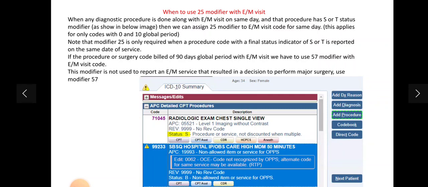So this way you can find out using 3M where to use the 25 modifier with the E/M visit code. Hope you have cleared your doubt regarding the 24 and 25 modifier.